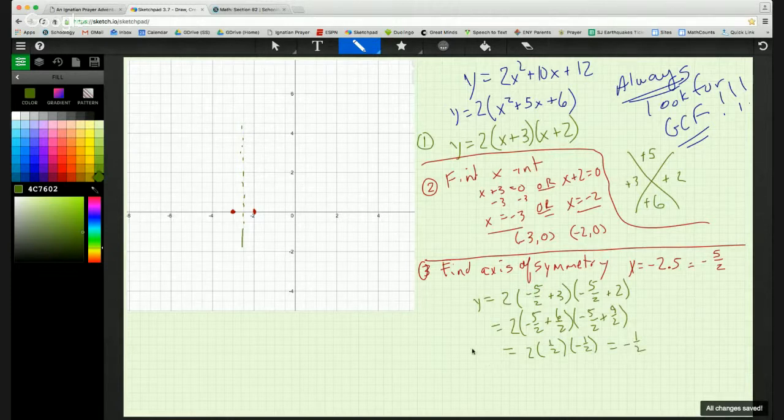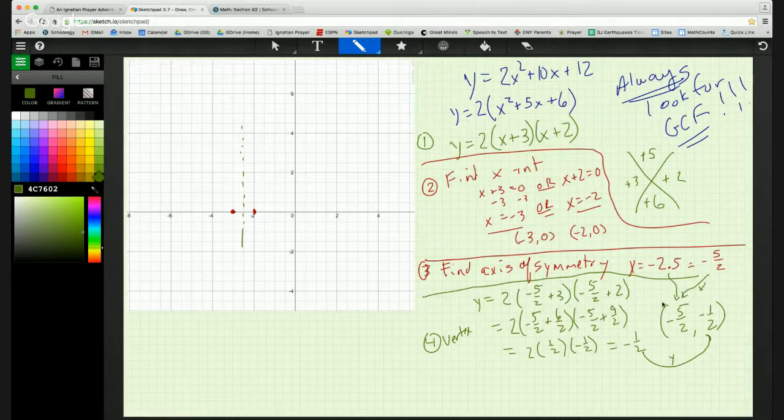So we're finding our vertex. This is point 4. We found our axis of symmetry. This is finding the vertex. So it's at -1/2. So it's (-5/2, -1/2). This is our x value, and this is our y value. So let's plot that. Negative 5/2, negative 2.5, comma, negative 1/2 is right here. So now we have 3 points.